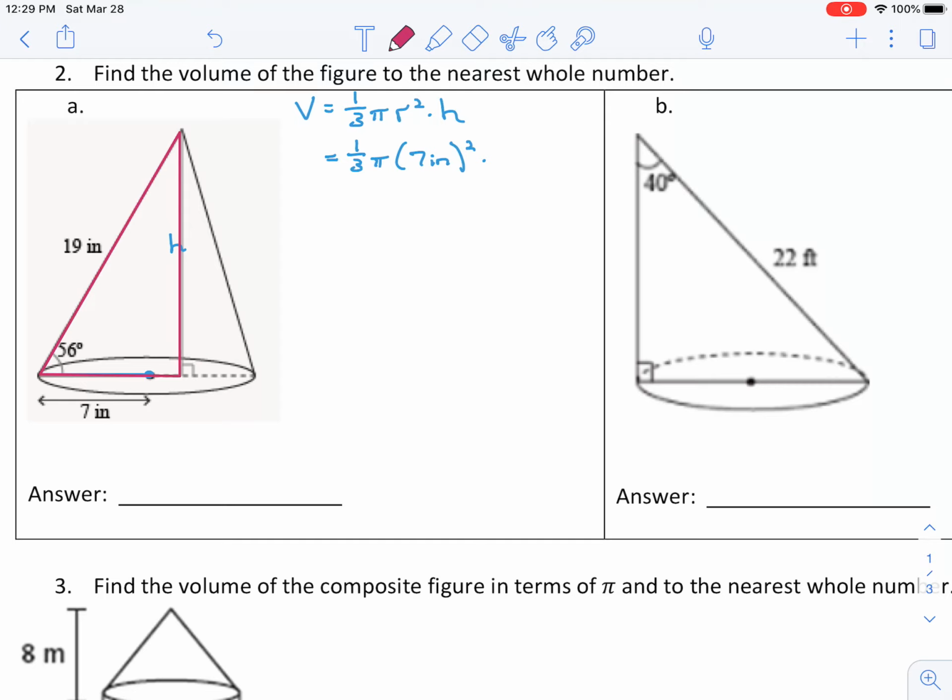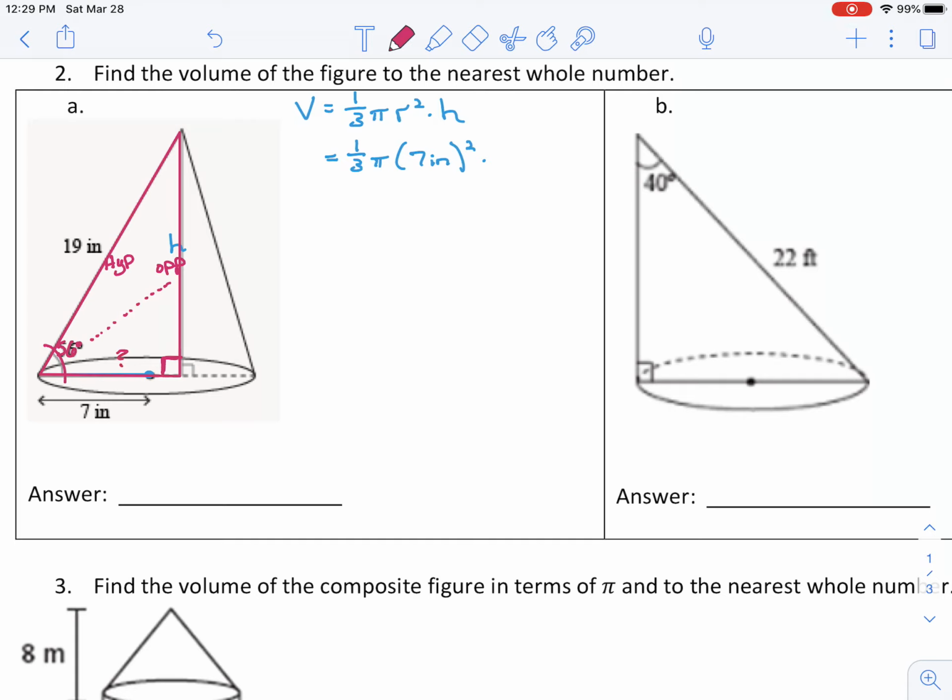Specifically, because there's a right angle here, it is part of a right triangle with a hypotenuse of 19 and an acute angle of 56 degrees. Feels like a lifetime ago, but we spent a whole unit talking about right triangles and how to find missing sides. Specifically, this acute angle has that height on the opposite side of the triangle. It's not next to the 56, it's opposite the 56.